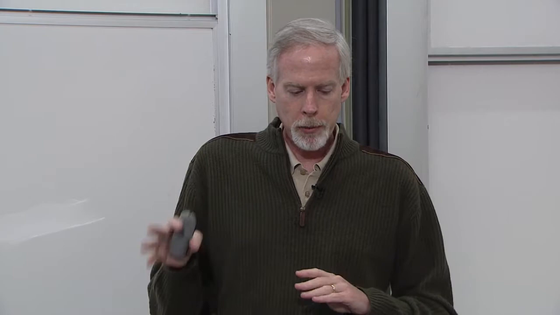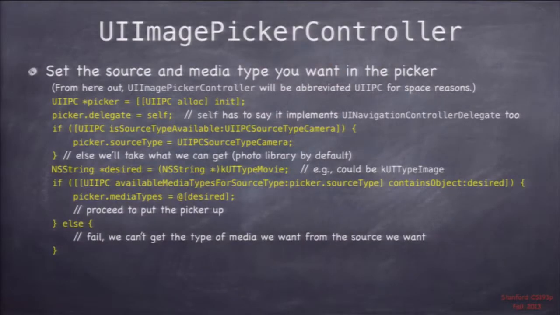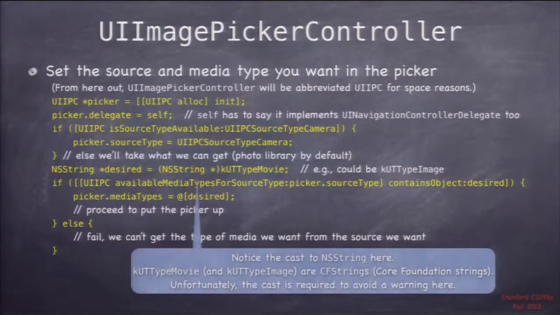So the answer is yes. All right, so this is what it looks like to configure the image picker controller here. I'm creating one, I'm setting my delegate, I'm checking the source type to see if it's the camera. I want to do video here, so I'm going to make sure that it does video, and if it does, I'm ready to go. That's just a summary, in code, of what I said in the last few slides.